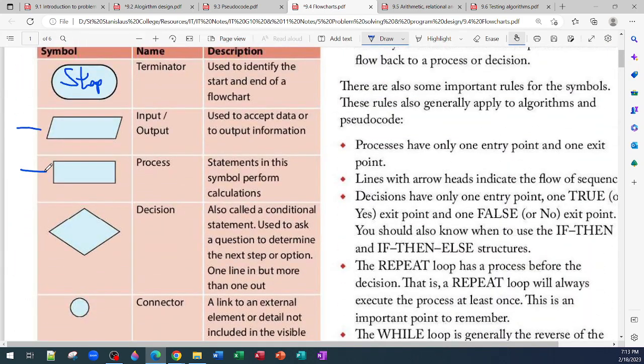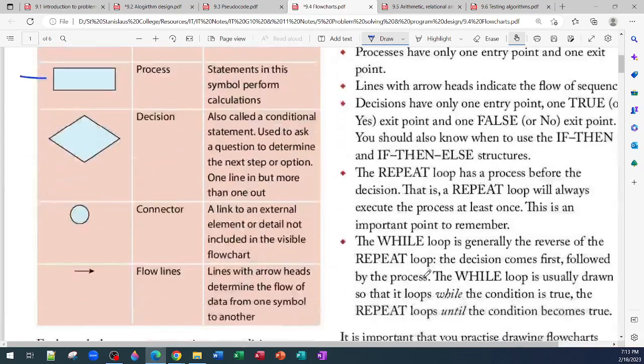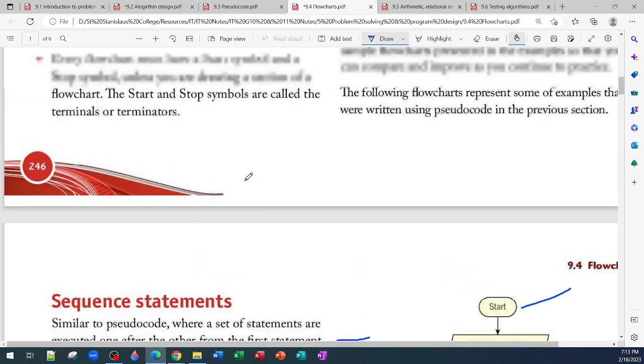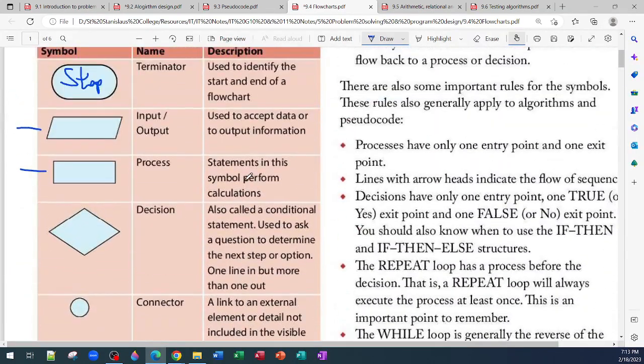When we're doing a calculation, when we're doing some sort of process, it's going to be in a rectangle. So for example here, this is a process. Add number 1 plus number 2 plus number 3. So any form of calculation goes in a rectangle.